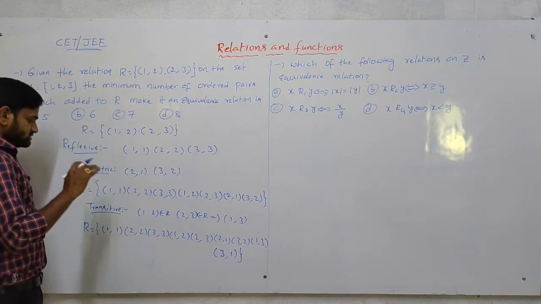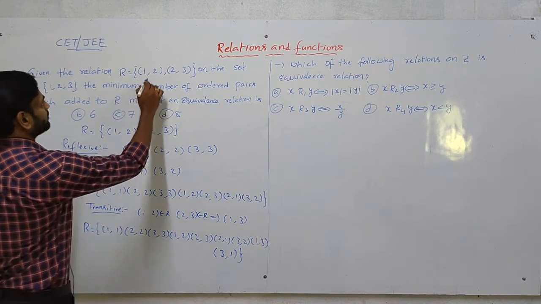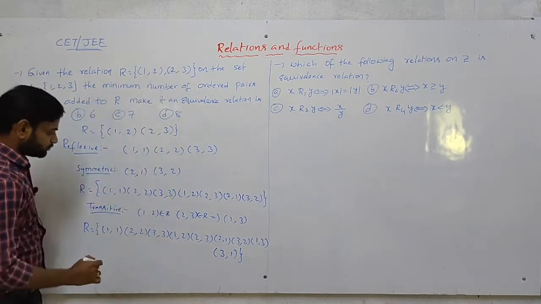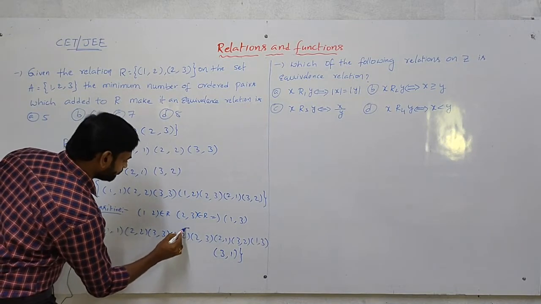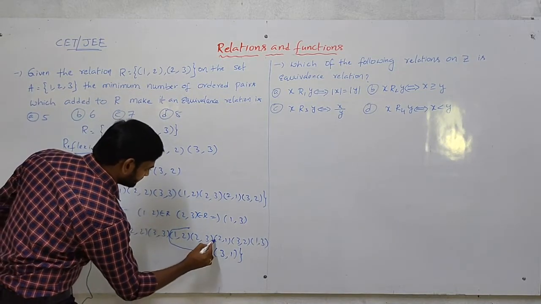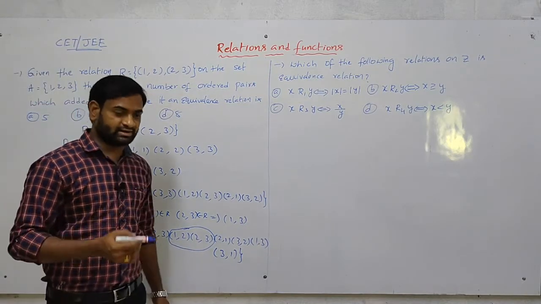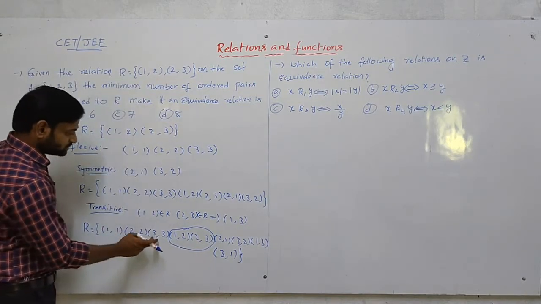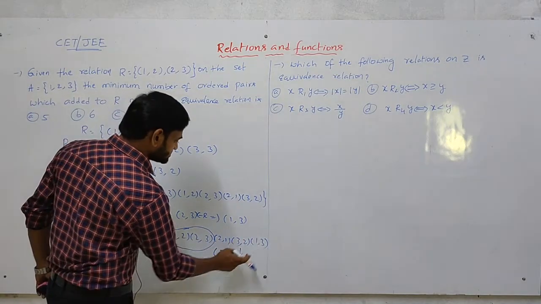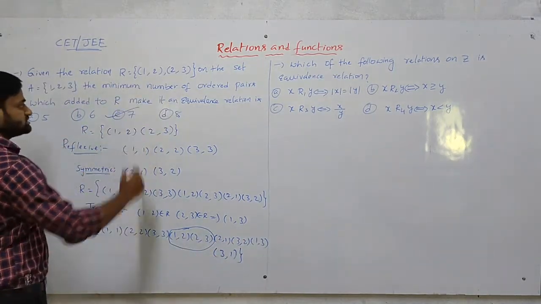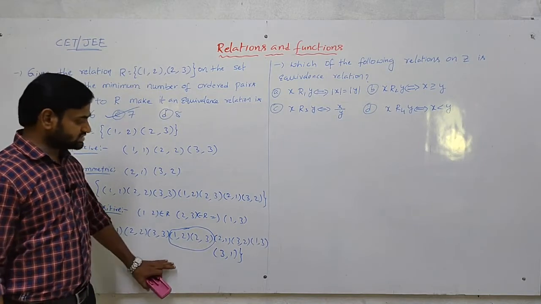Now in all these ordered pairs, (1, 2) and (2, 3) were already given. Now how many extra ordered pairs did I add? 1, 2, 3, 4, 5, 6, 7. Answer is C. Now it is an equivalence relation.